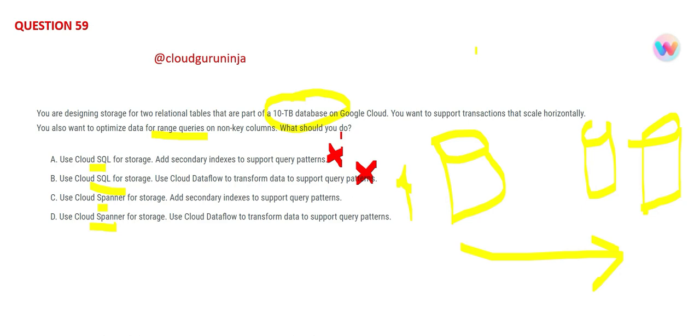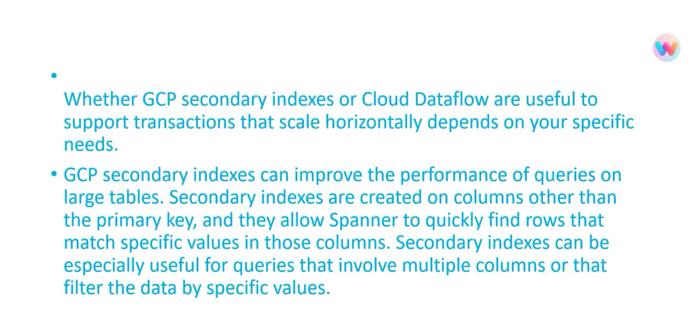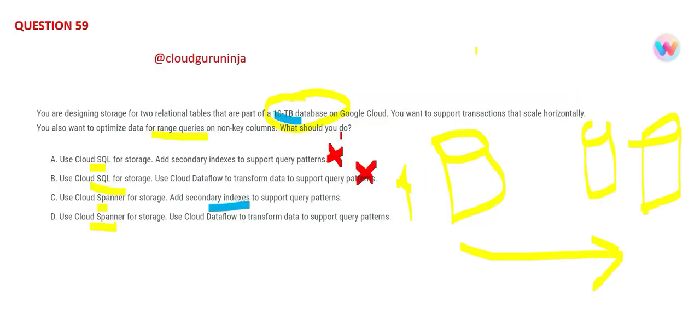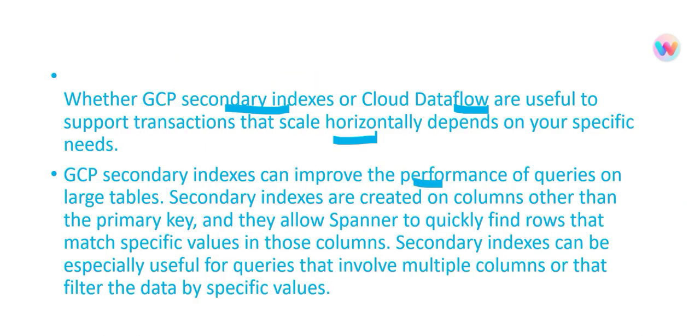So options A and B are wrong, and out of C and D we have to choose one. C is talking about adding additional secondary indexes, and D is talking about Cloud Dataflow. What is the difference? Secondary indexes or Dataflow are useful to support transactions that scale horizontally. Both are useful. But what are secondary indexes? They can improve the performance of your queries on large tables. Are our tables large? Yes, we are talking about 10 terabytes of data. It is very large. And this can be created on columns other than the primary key.